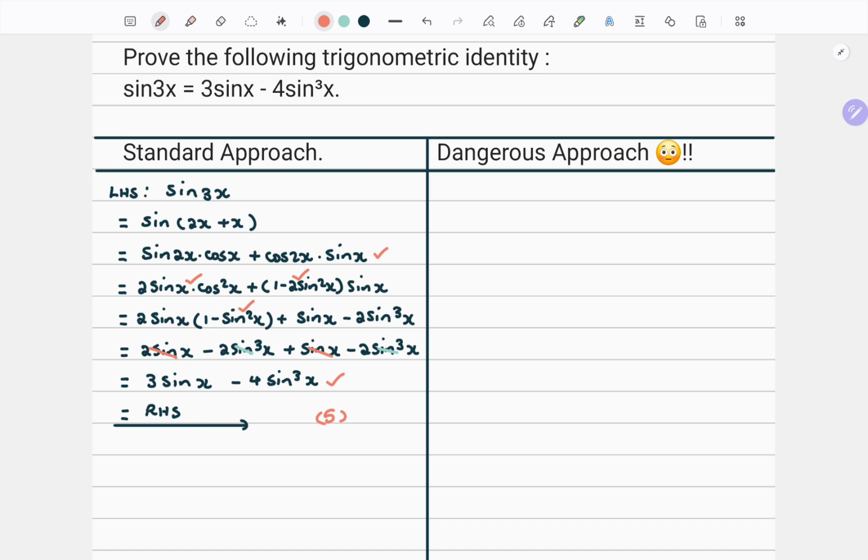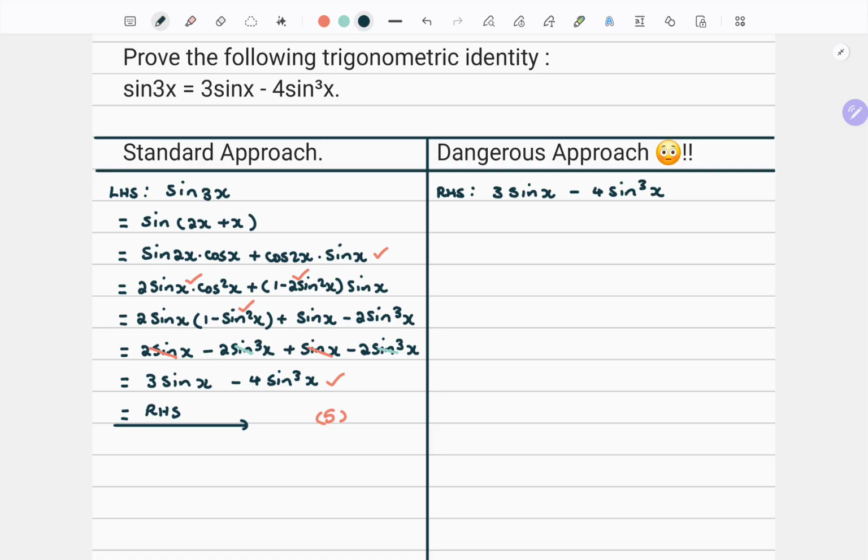But then what happens when we decide to be charismatic, or let's just assume we don't see it? How about we take the right-hand side instead, and we push it back into the left-hand side. So this is 3 sine x minus 4 sine cubed x.